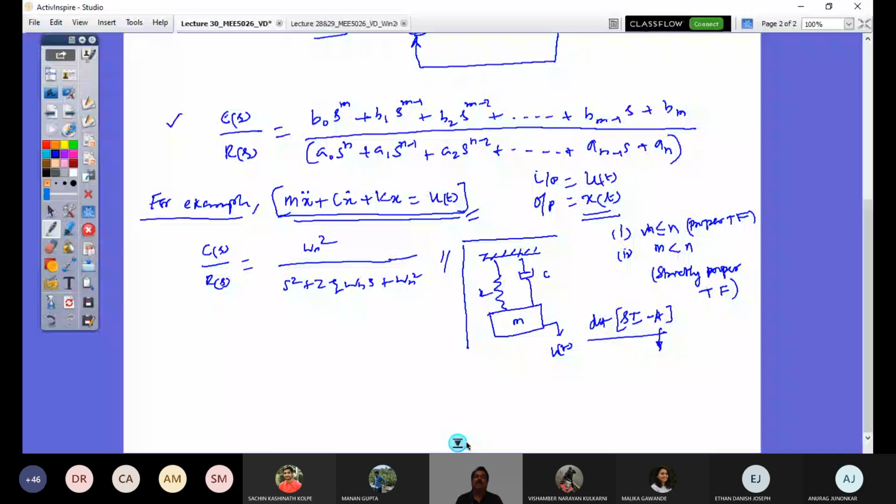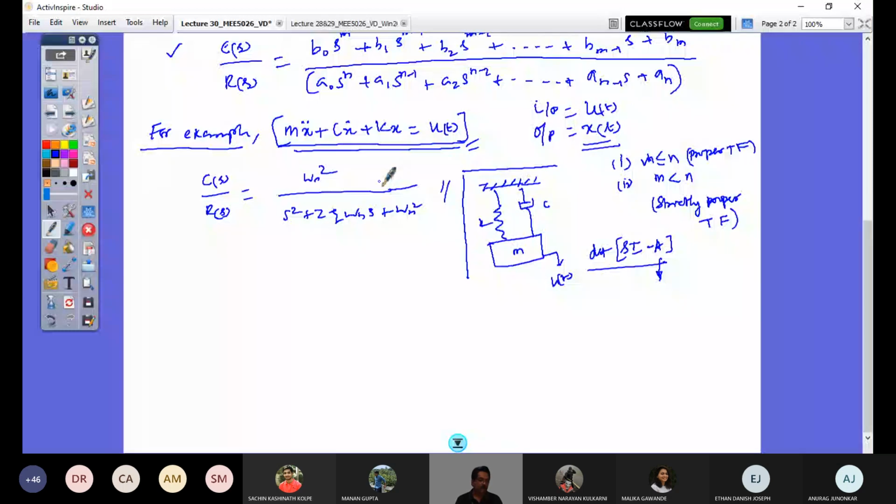For that I would represent this second order system in a state space form. So how do I represent that? That is what I will just explain now, and then we will proceed with our class. Look at that. This is my equation, right? m x double dot plus c x dot plus k x.